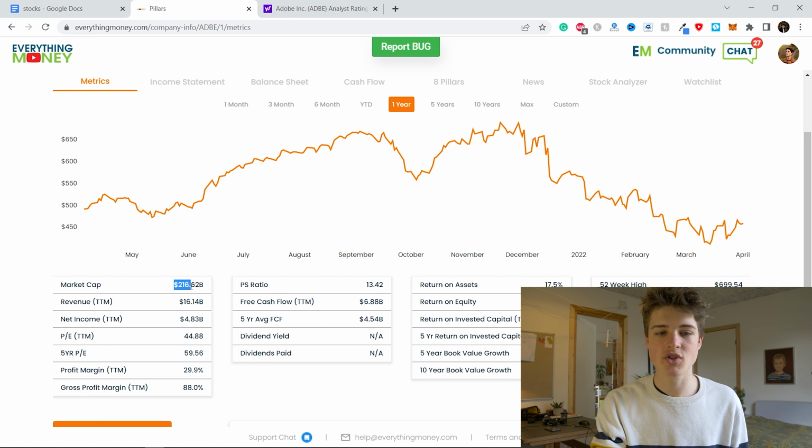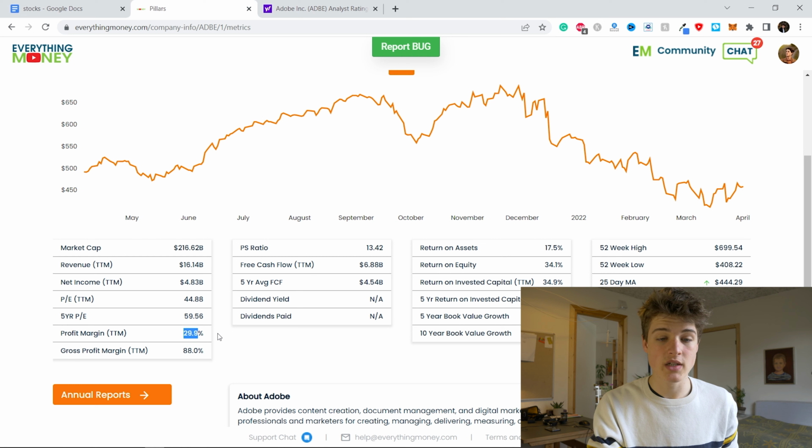They have an incredibly high gross margin here because it's a software business, 88% to the bottom line, and a profit margin here of 30%. They have a price to sales of 13.4, and they average $4.5 billion in free cash flow over the past 5 years. Last year it was a bit higher, that was $6.8 billion.